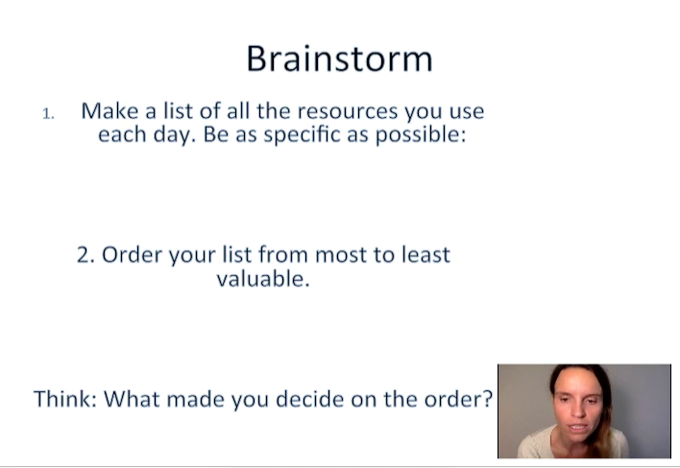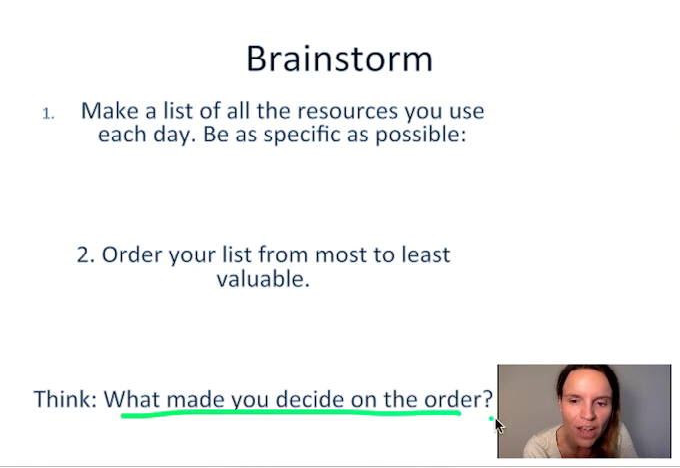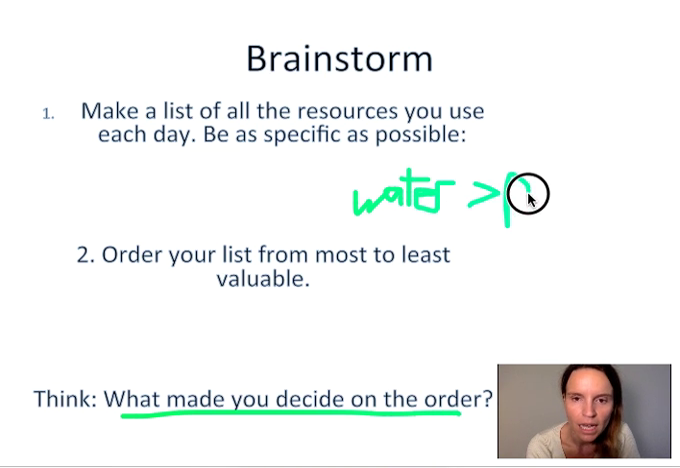Of all of those things, what is the most valuable resource for you? Is it food? Is it water? Is it the beauty of nature? And how did you decide what the most valuable resource was? So why is water more valuable than paper, for example? Or the other way around, why is paper more valuable to you than water?